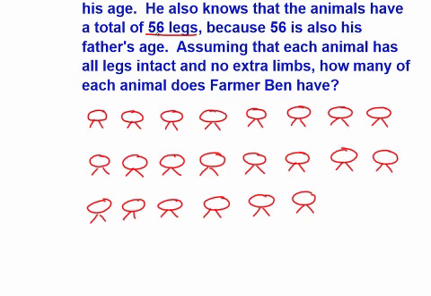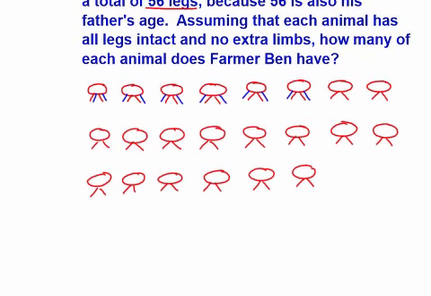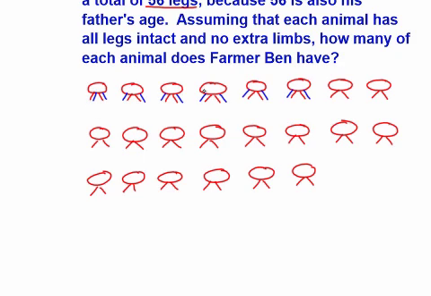I need 56 legs. So what I'm going to do is I'm just going to say, well, right now I'm at 44. 45, 46, 47, 48, 49, 50, 51, 52, 53, 54, 55, 56. Now I'm at 56 legs. And so then that means that I have 1, 2, 3, 4, 5, 6 cows. And 1, 2, 3, 4, 5, 6, 7, 8, 9, 10, 11, 12, 13, 14, 15, 16 ducks.